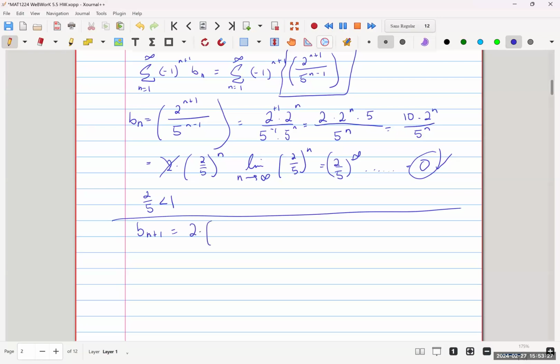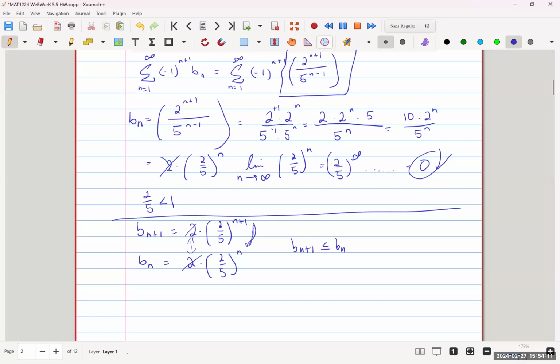Now the next condition: we need to find b of n plus 1, which is equal to 2 times 2 over 5 to the power of n plus 1. B of n is equal to 2 times 2 over 5 to the power of n. Once again, as in our explanation in A, as n gets larger, this fraction will be smaller and smaller, which will make b of n plus 1 always less than b of n. There we go. And the 2 is the same, so again, it doesn't really matter.